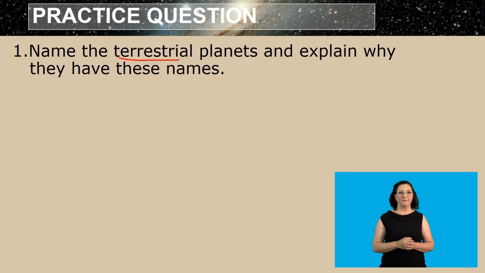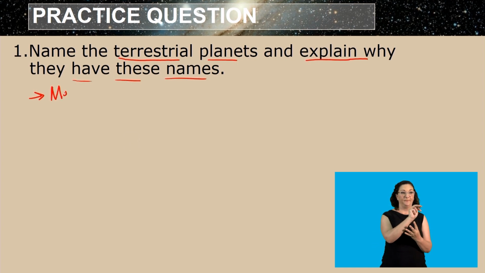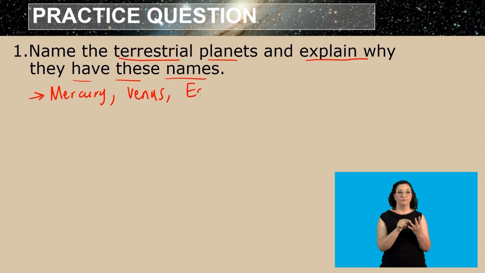Let's look at question number 1. It says, name the terrestrial planets and explain why they have these names. If you look at terrestrial planets, we said we have 4 terrestrial planets, which are Mercury, Venus, Earth, and Mars.